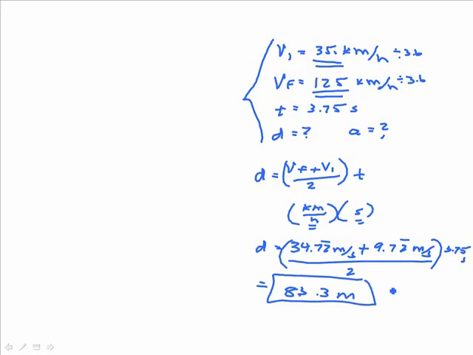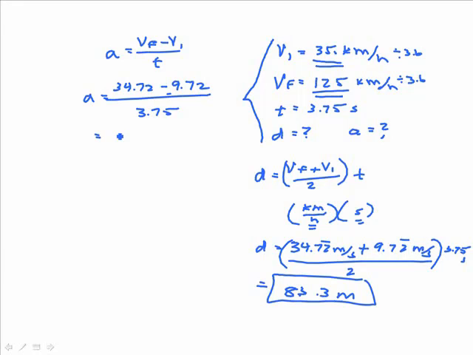Now, what was the acceleration? Well, again, using those first three, we could say that since acceleration is equal to Vf minus Vi over t, then a very simple substitution is Vf, but remember we should use 34.72 instead of the 125, minus 9.72, and divide that by the time, which is 3.75, and we end up with 34.72 minus 9.72, which is 25. 25 divided by 3.75 gives me 6.666.